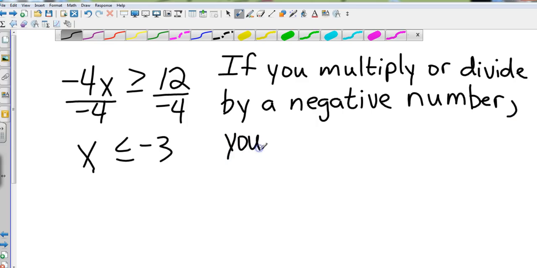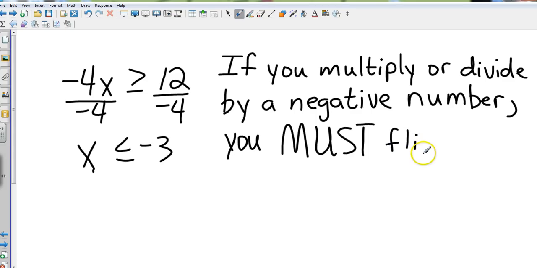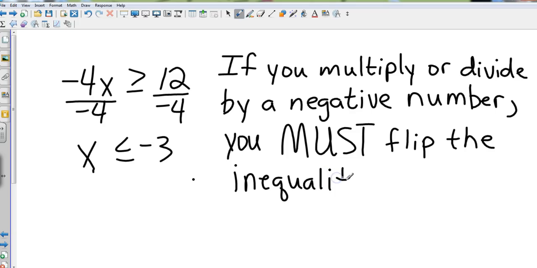you must, and I am yelling, obviously I'm not spelling, that rhymed, I know, I'm that cool. You must flip the inequality sign. Must. Okay? So again, in this case, I'm not going to spend too much time graphing.